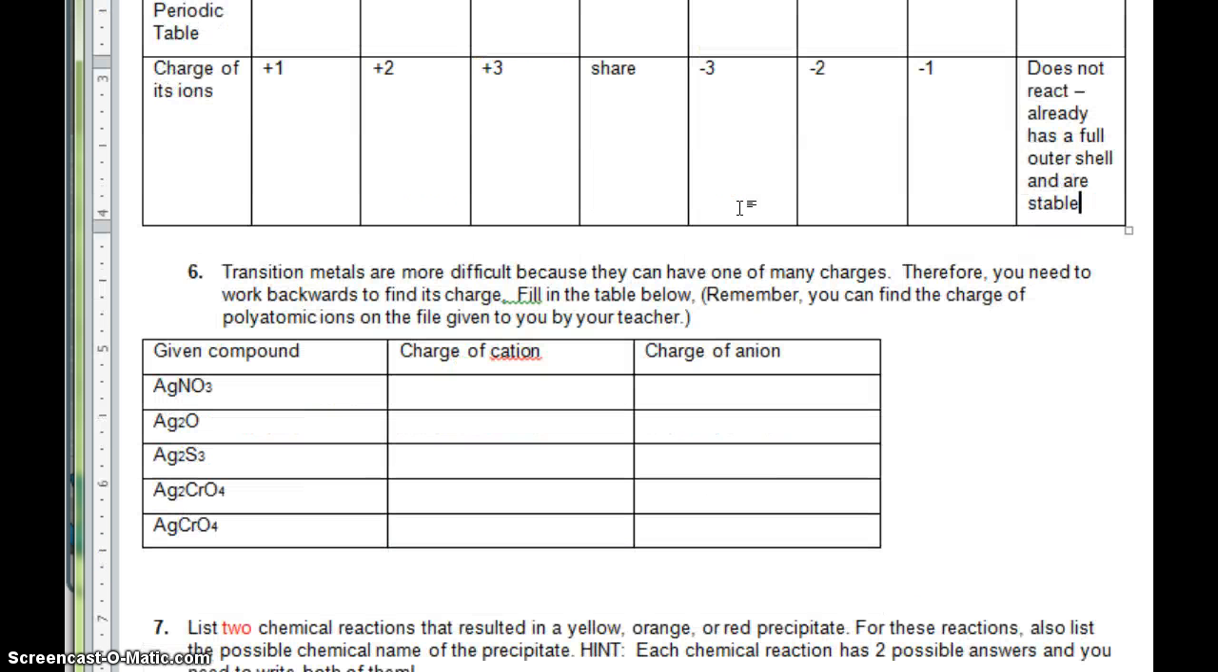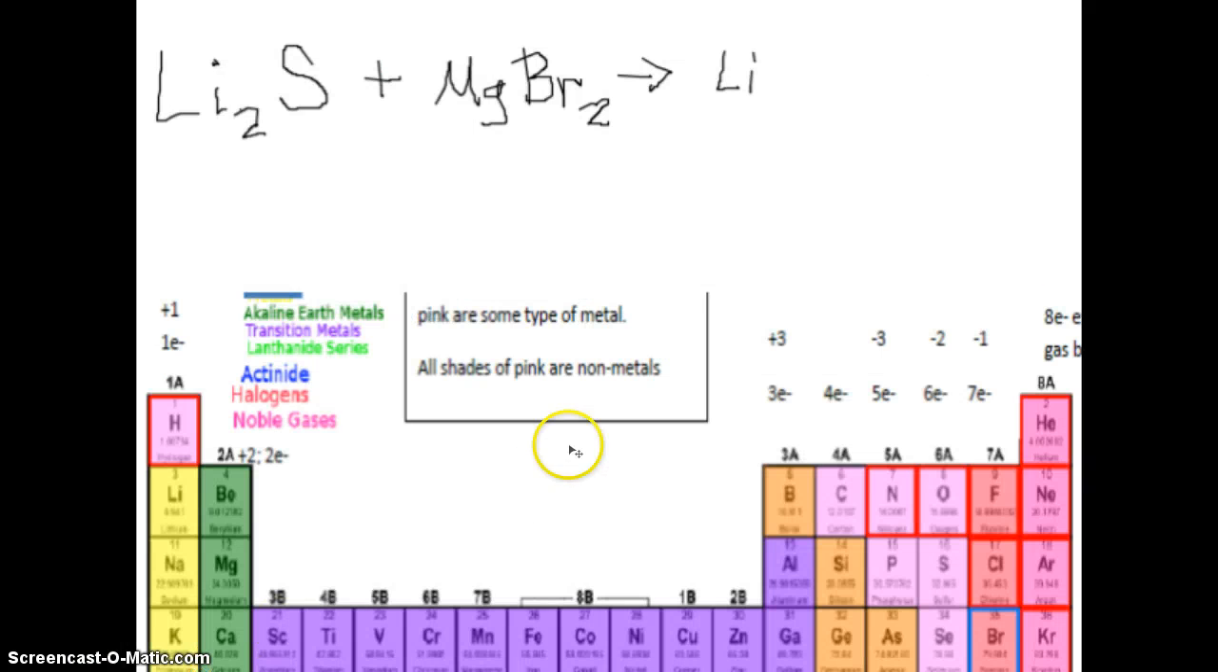All right. So I switched screens because what we're going to do for the next part is talk about how we predict what the products are of our chemical equation. So we started out with lithium and sulfur in this case, Li2S. Well, you know what? Let's name this.